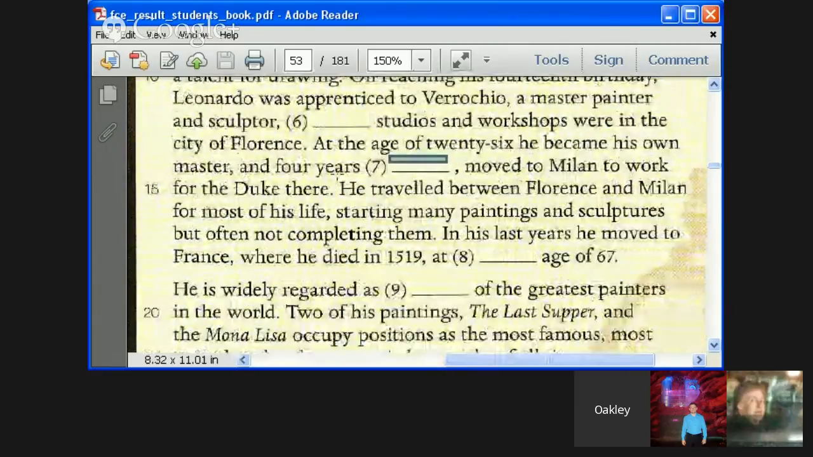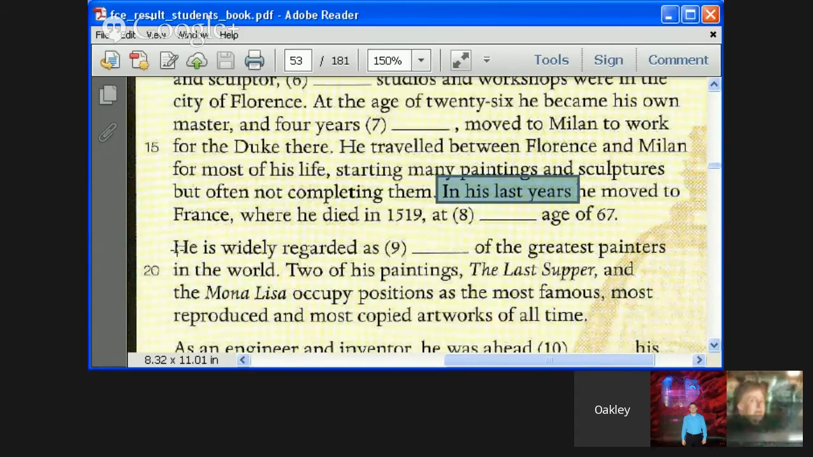I'm going to read one with no answers. He traveled between Florence and Milan for most of his life, starting many paintings and sculptures, but often not completing them. I did not know that. Okay, Ken? In his last years, he moved to France, where he died in 1519 at the age of 67.